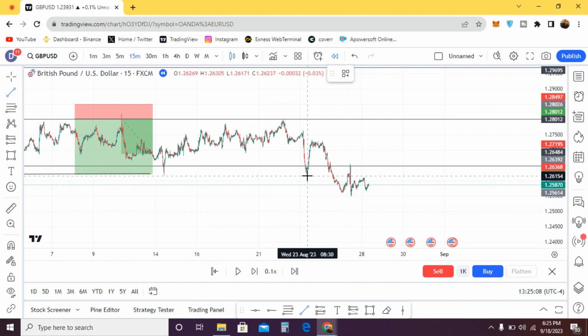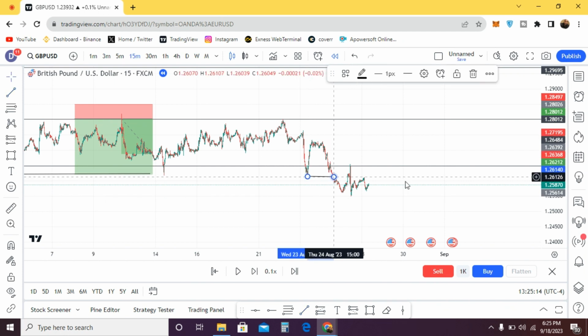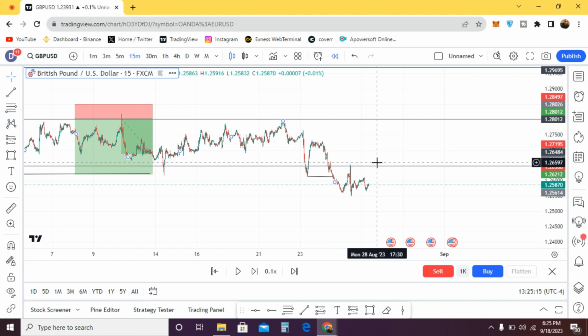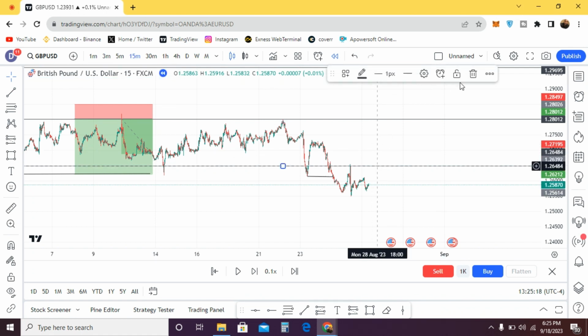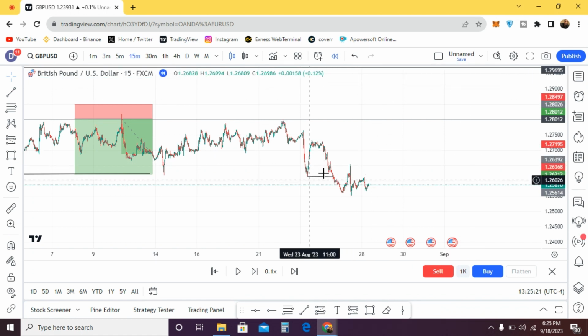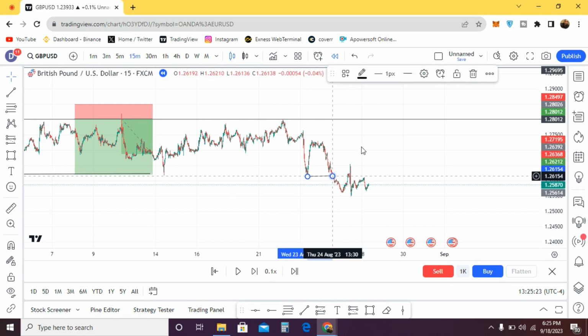So the breakout happened from here. From this zone, the breakout happened from here. Where's our liquidity line? I think I'm using too many tools and getting you guys confused. Let me take this out. So we now have this market break of structure. Where's the stop loss in this trade?